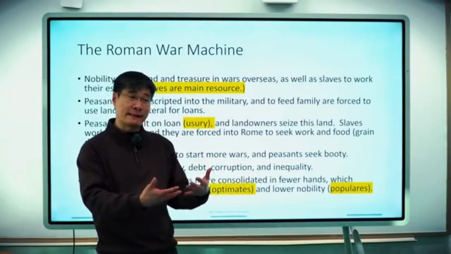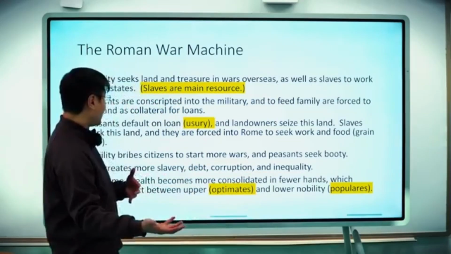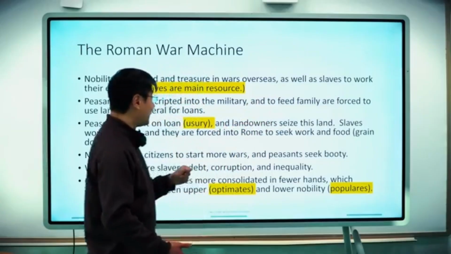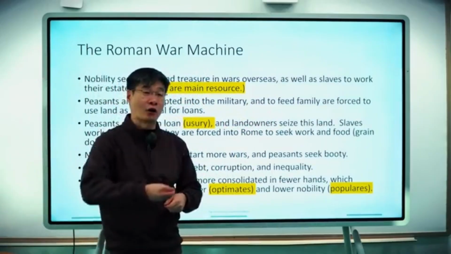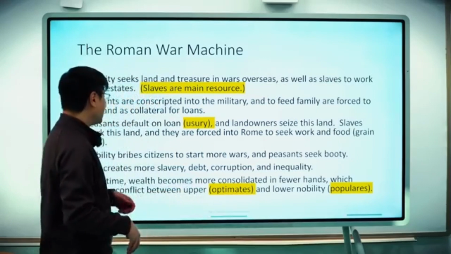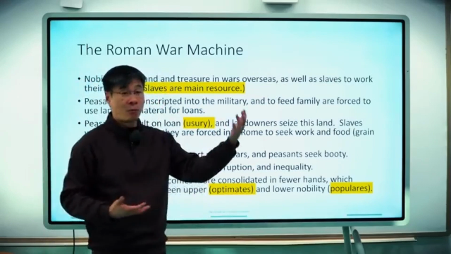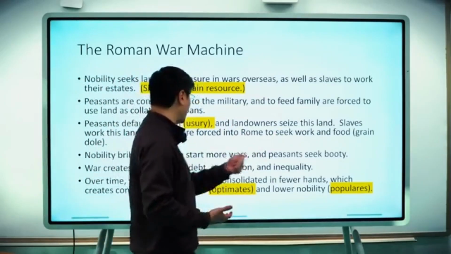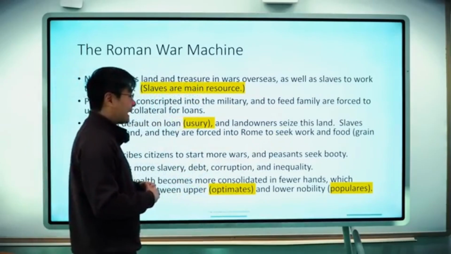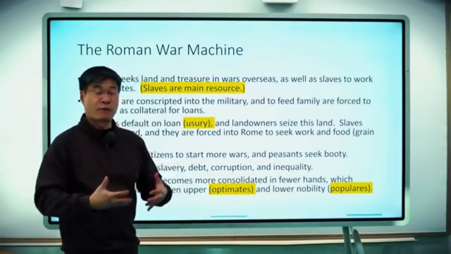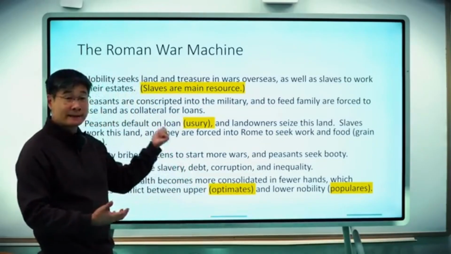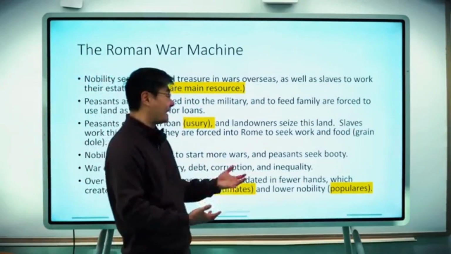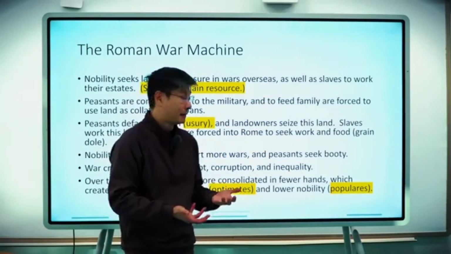But over time, what happens is they can't pay back the interest, right? They default on the loan, and then landowners, nobility, seize the land. Then what they do is they get the slaves that they conquer to come work this land, right? Now, the peasants have no choice but to go into Rome to look for work because they've lost their land. And the Roman state gives them food. It's called a grain dole, okay? And so now the nobility wants to go fight more wars. So what they do is they bribe the peasants to vote for more wars, and then the peasant can go and maybe win some booty, okay? Because they have no land.